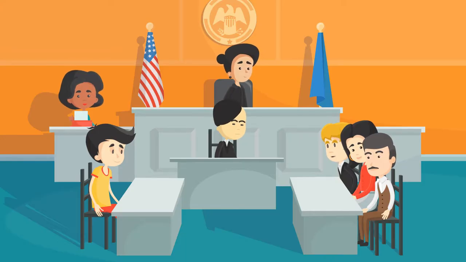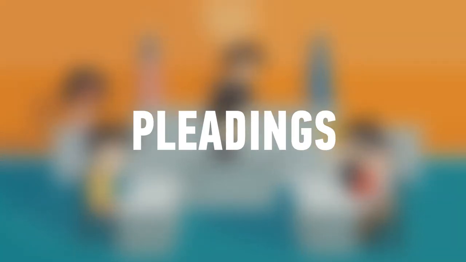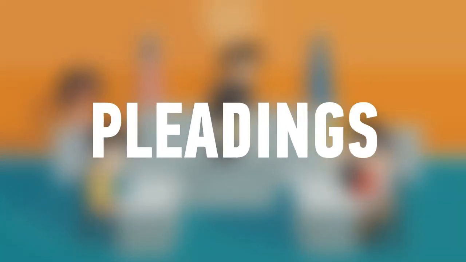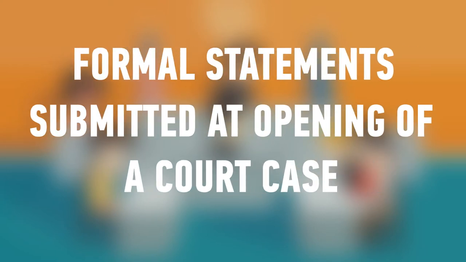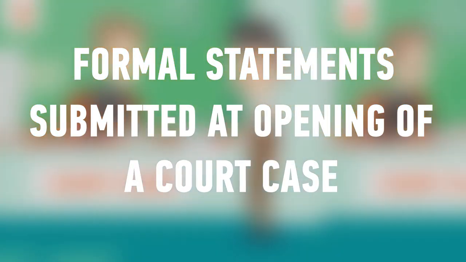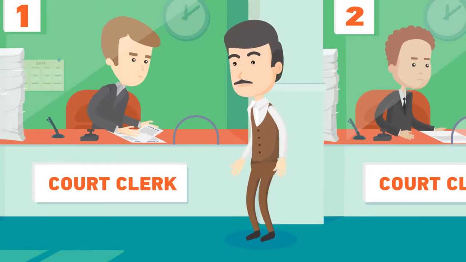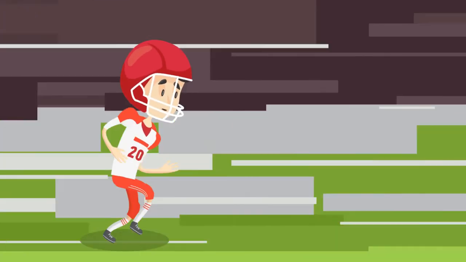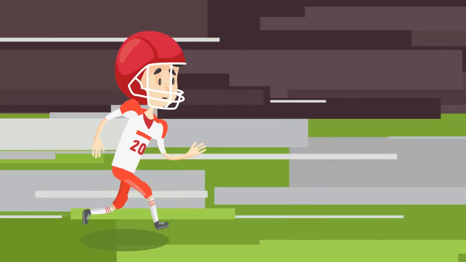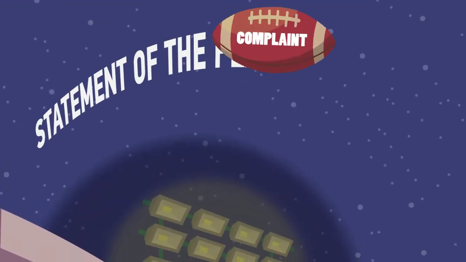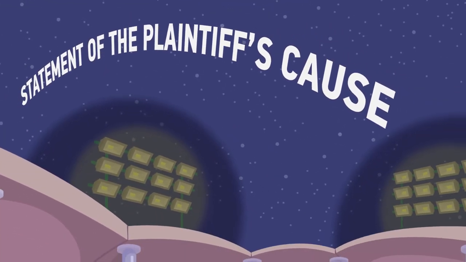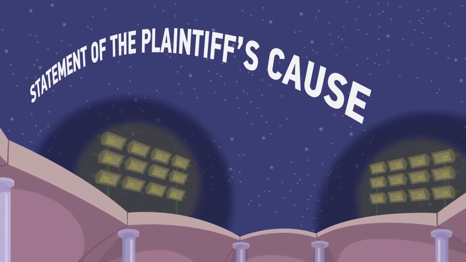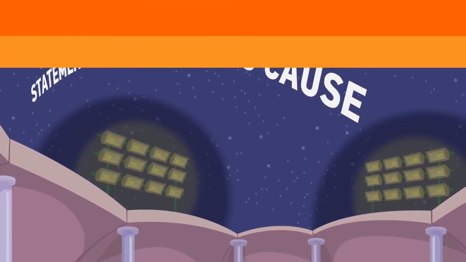So let's start at the beginning of a case and explain the pleadings. Pleadings are the formal written statements submitted at the opening of a court case. The first step is the plaintiff, the person suing or accusing, submitting a complaint. This is what officially starts the case itself, like a kickoff in football. The complaint is a statement of the plaintiff's cause, basically their whole reason for bringing the defendant to court. They then ask for relief or damages as a result.